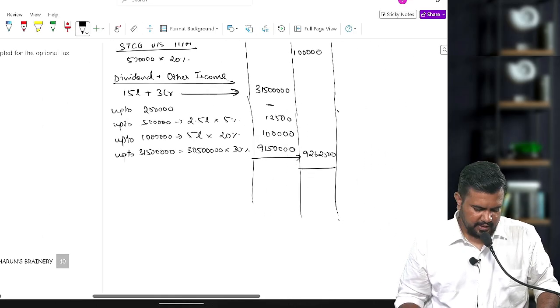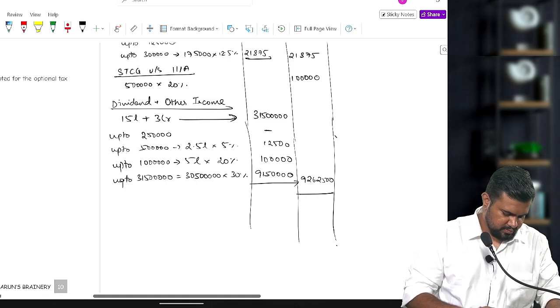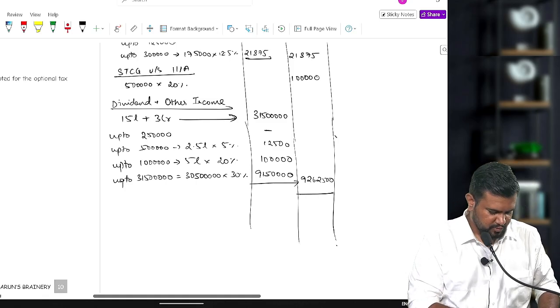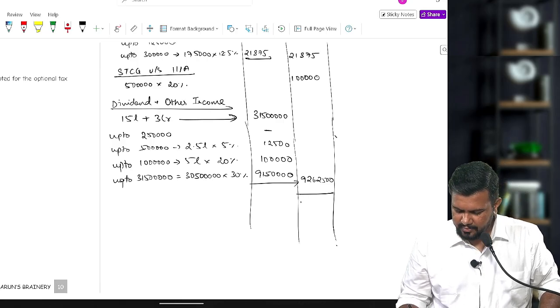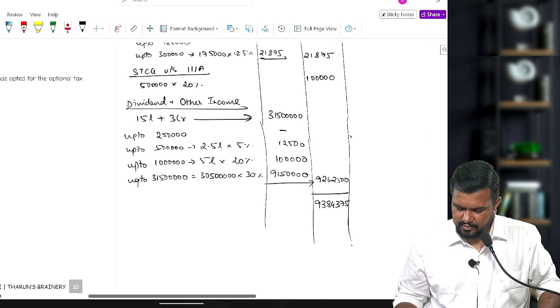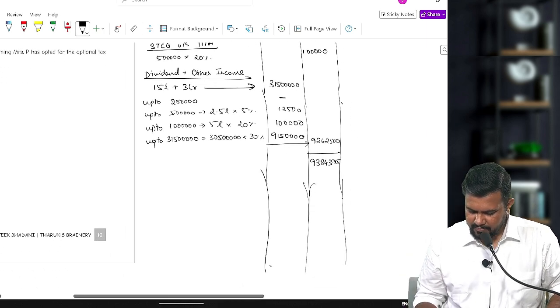So what is the total tax? Plus 1 lakh, plus 21,875, it is 93,84,375. So this we have got. Now we are going to find out surcharge.